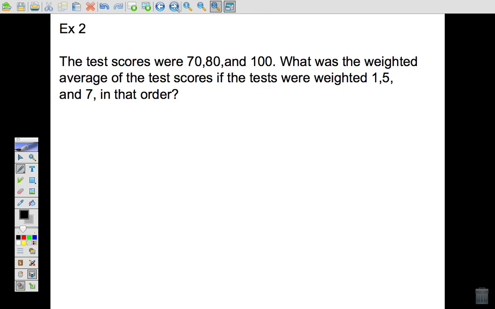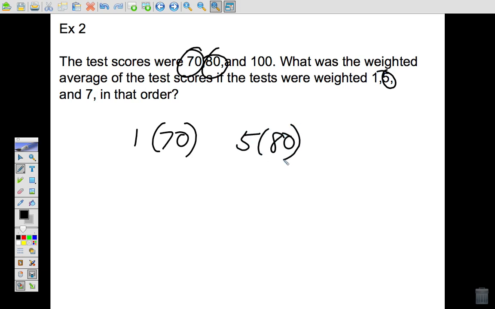All right, let's take a look at example 2. Test scores again, 70, 80, and 100, with the weights of 1, 5, and 7 in that order. So what's the weight of the 70? Well, 1. What's the weight of the 80? 5. So 5 times 80. So that test is worth 5 times as much.